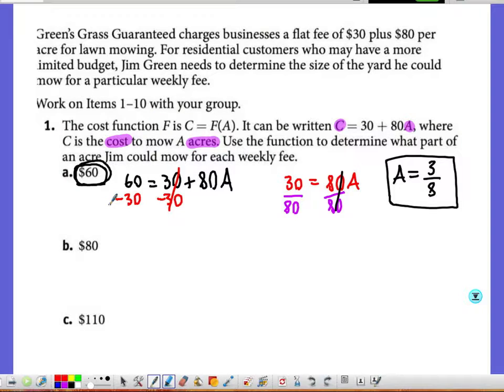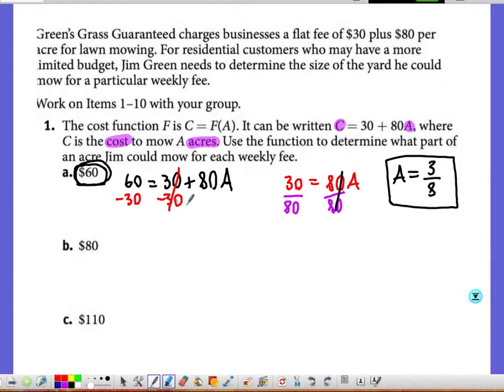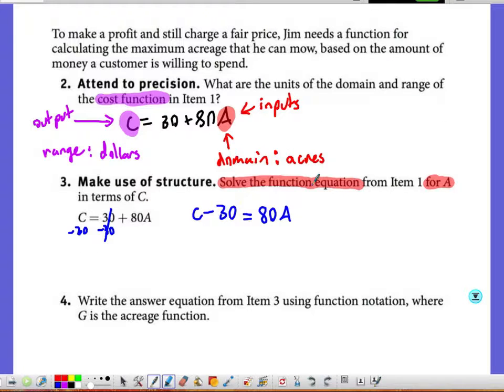What is the very first thing that we did here? Well, we subtracted 30 from both sides. And so what we get is c minus 30 is equal to 80a. And after we subtracted 30, the next thing that we did is we divided by 80. And that's what we're going to do. Divide by 80 on both sides. So we need to divide this whole expression by 80, not just c over 80 or negative 30 over 80, the whole thing. And what we get in the end is a is equal to c minus 30 divided by 80.